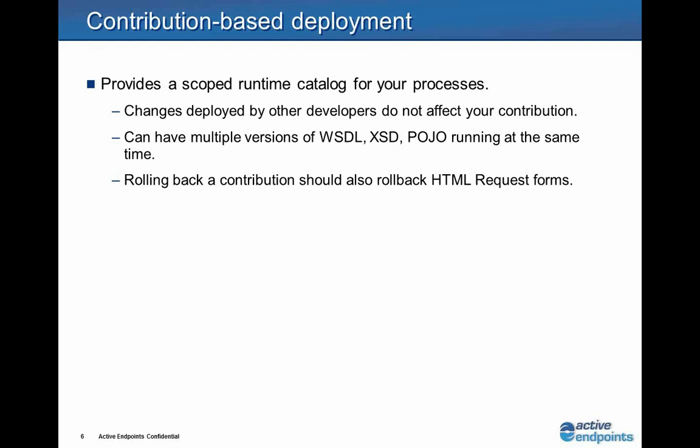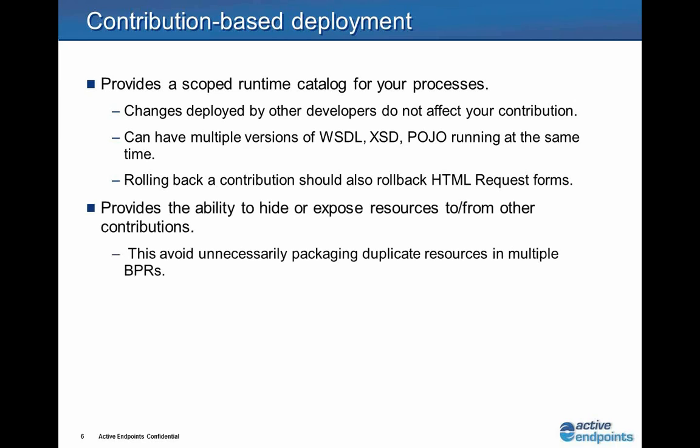And this is important. The POJO aspect, or Java code, is also important because you can have multiple versions of the same Java code running at the same time. So these can all be running at the same time, not stepping on each other. And you can roll back contributions. If you deploy something new and you undeploy it, all of the old stuff continues to work just as it would. There's no danger of overwriting things. We also provide the ability to hide or expose resources to or from other contributions based on this selective export and import capability.